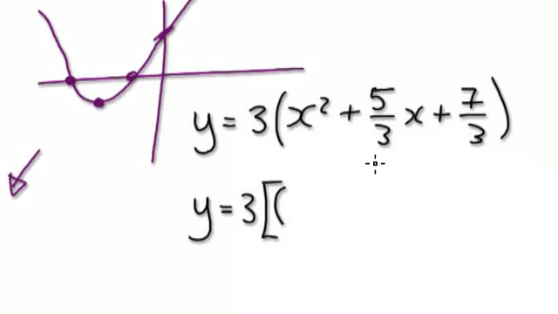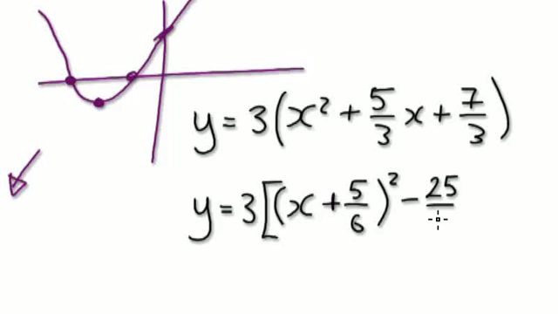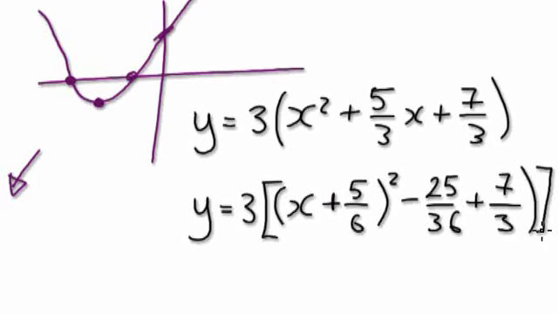And then we're going to try and complete the square. So it will be x squared, and I'm going to need half of this here. So I'm going to need plus 5 over 6, close it off, square it, and then immediately take away the rubbish, which would be 25 over 36, and then plus 7 over 3. Then close it off here. Hang on, it will be like this.